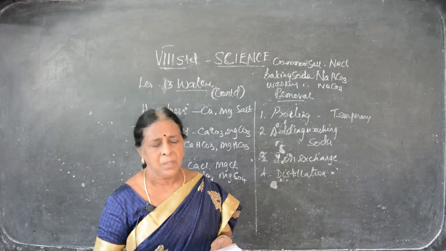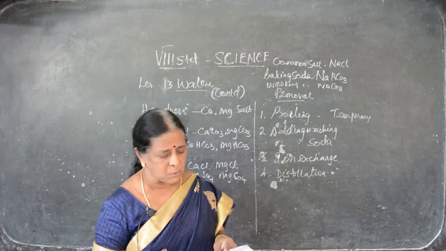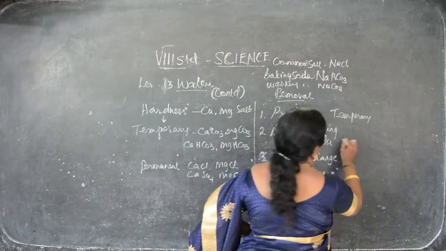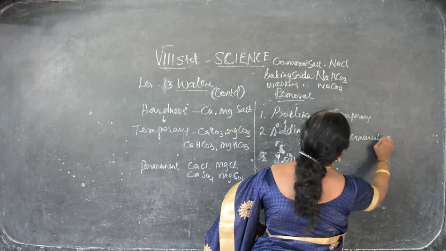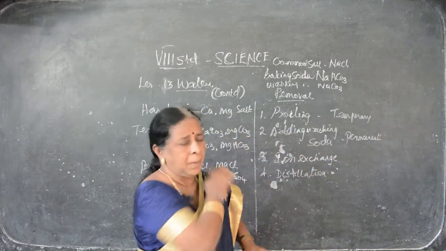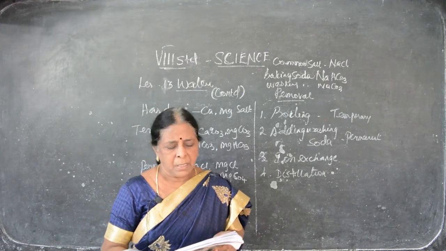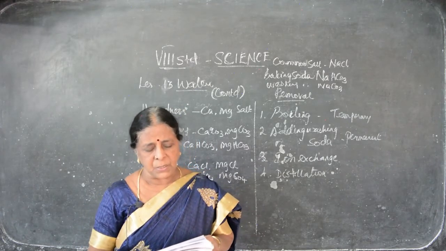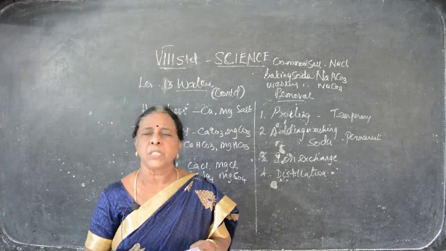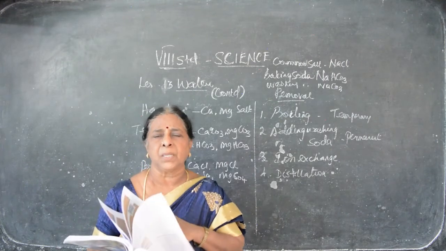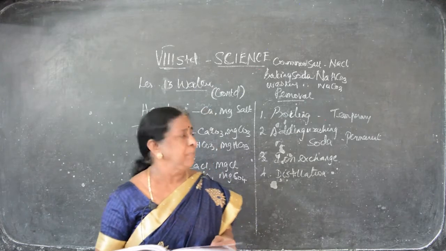Adding washing soda: removal of hardness by adding washing soda. This is used for permanent hardness of water. Permanent hardness of water can be cleared. Here, by adding washing soda, it converts chlorides and sulfates into insoluble carbonates. These insoluble carbonates are removed by filtration. Insoluble means what? So we can remove by filtration. First we have to add the washing soda and then we can filtrate.